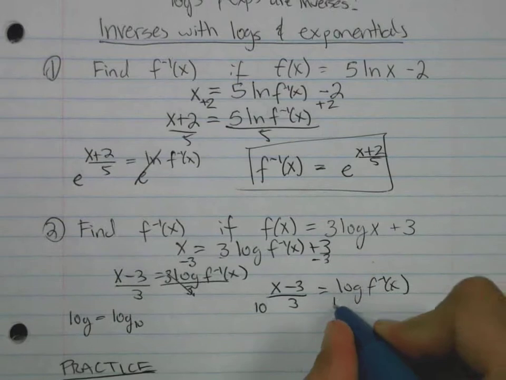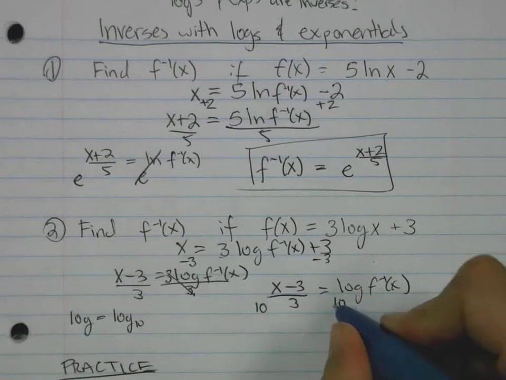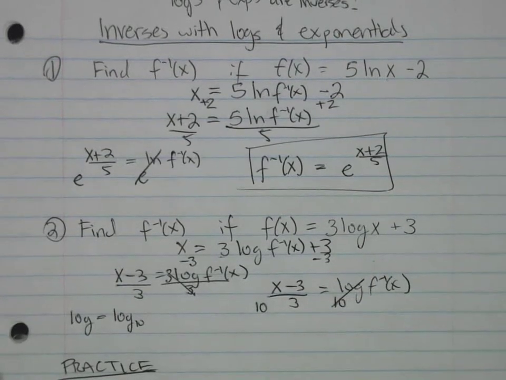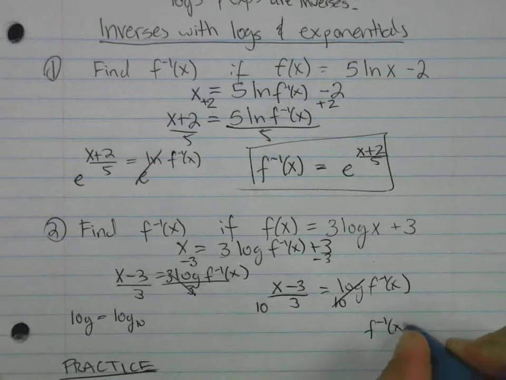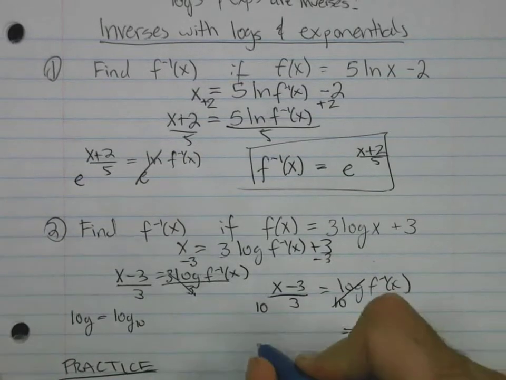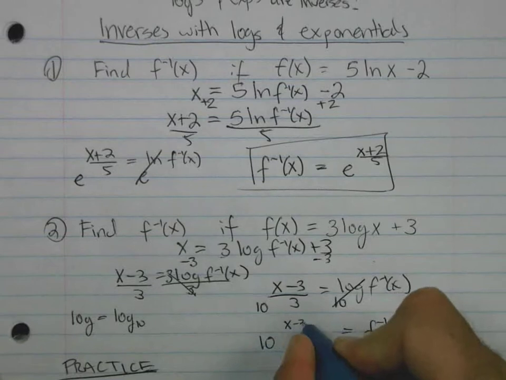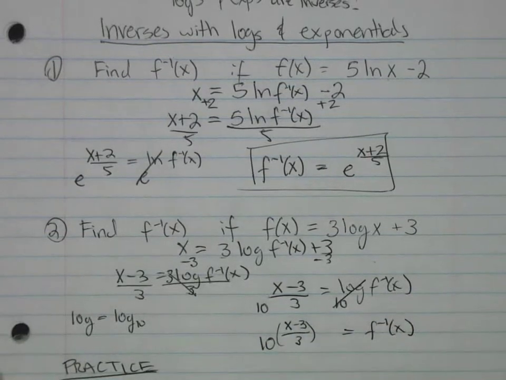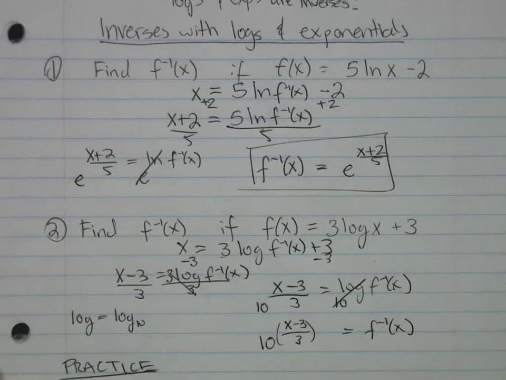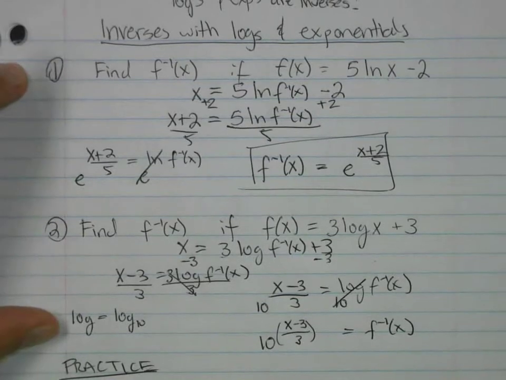So 10 to the log cancels that out. And so my solution then is f inverse of x is equal to 10 to the x minus 3 over 3. That whole thing is its power. Great. Rewatch these two to get the full swing of it down.